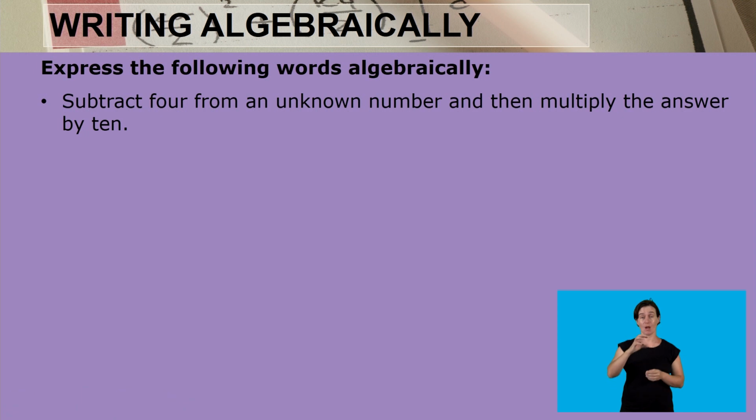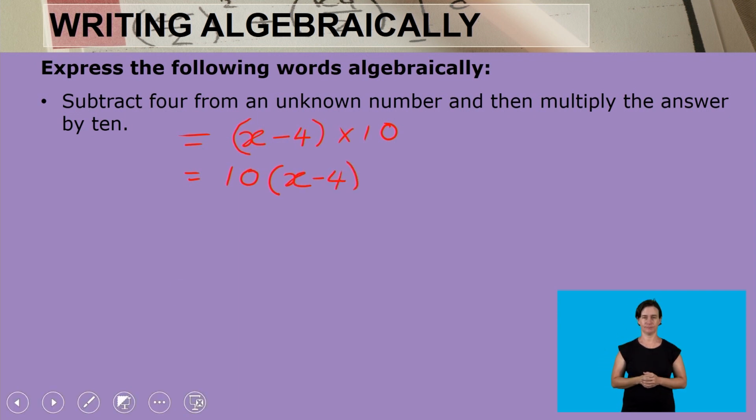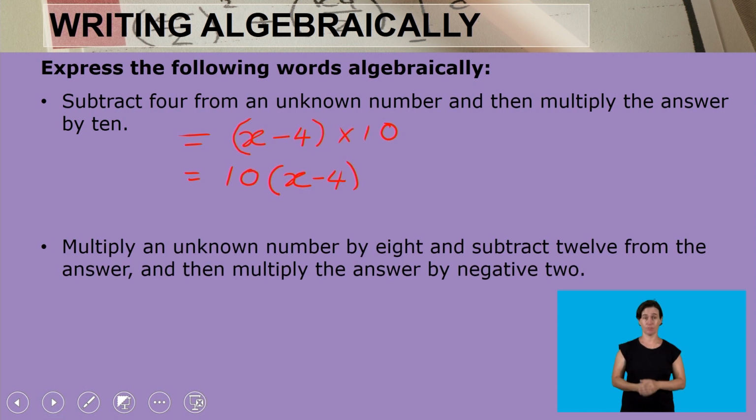It says subtract a 4 from an unknown number and then multiply the answer by 10. So from this unknown number, we are going to subtract a 4 and then multiply the answer by 10. So of course, we can say that it is 10 multiplied by 4 being subtracted from an unknown number. The next one says multiply an unknown number by 8 and subtract 12 from the answer, then multiply that answer by a negative 2.